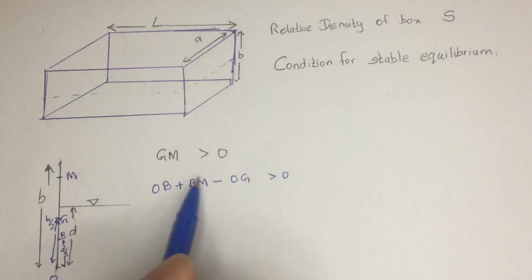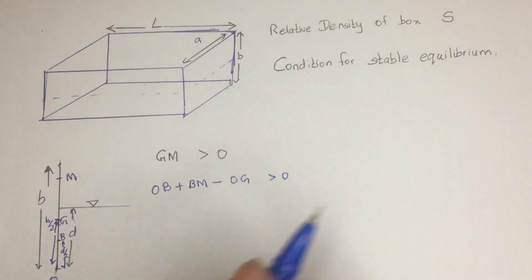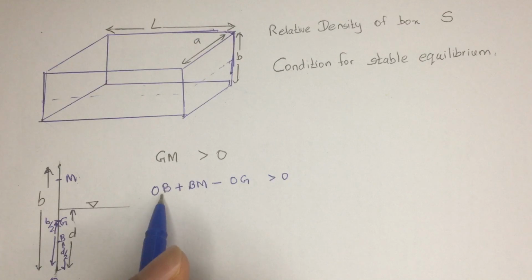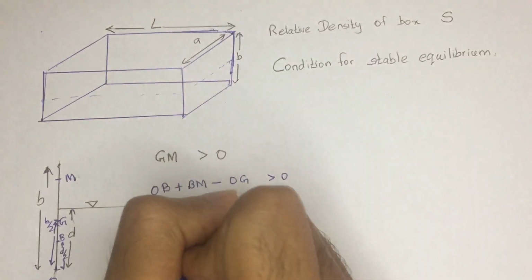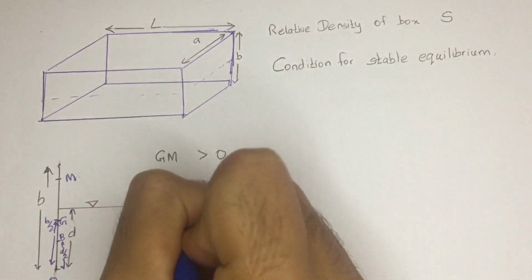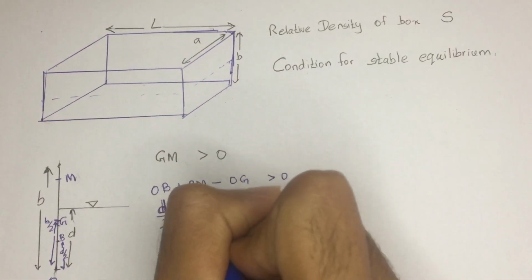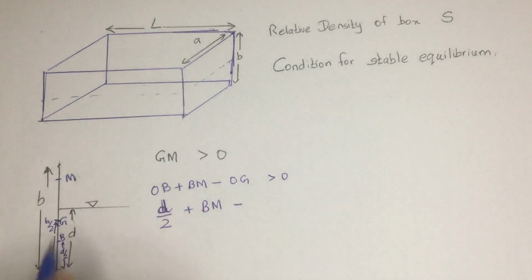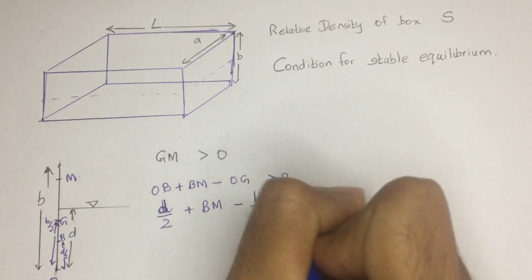The reason we are using BM is that we can find the value of BM. We have a formula for that, and I'm going to show that in a couple more methods. So OB, we knew, is D by 2. Sorry, it's D by 2 plus BM minus OG, which is B by 2, should be greater than 0.